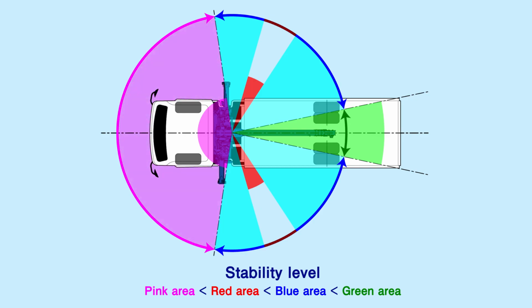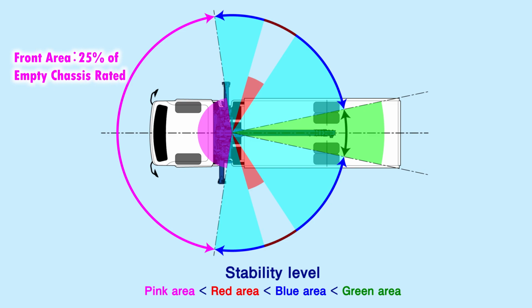In the area to the front shown in pink, performance is 25% of the empty chassis rated capacity. Stability is also lower in the specific areas to the sides shown in red. Therefore, be sure to use caution when the working position is within these areas.